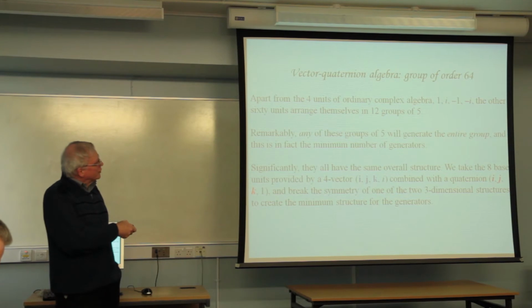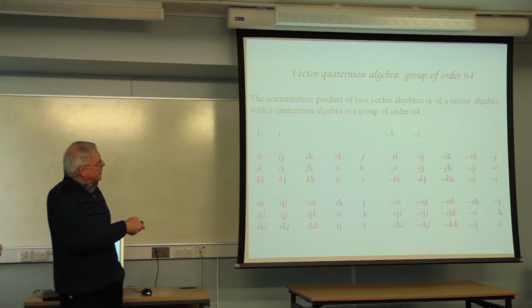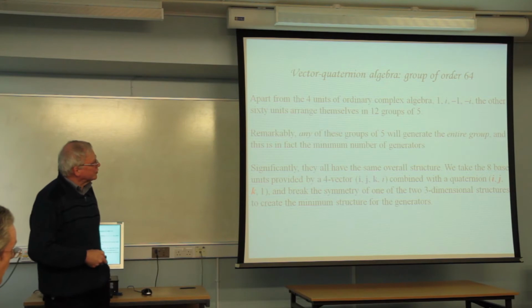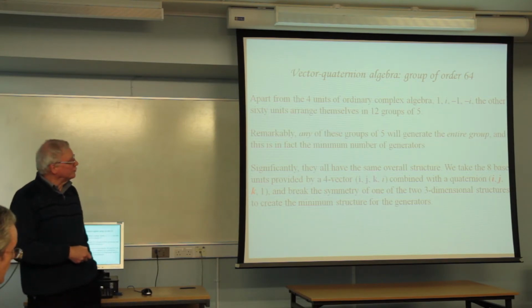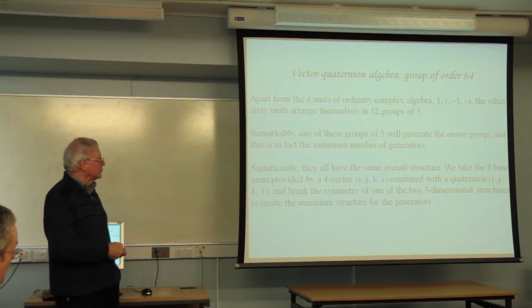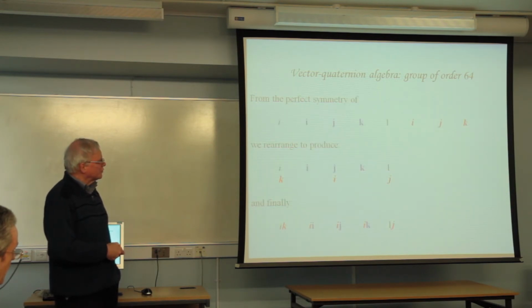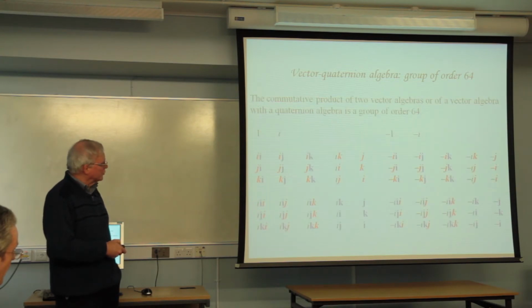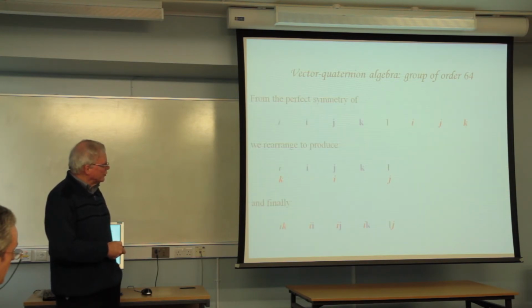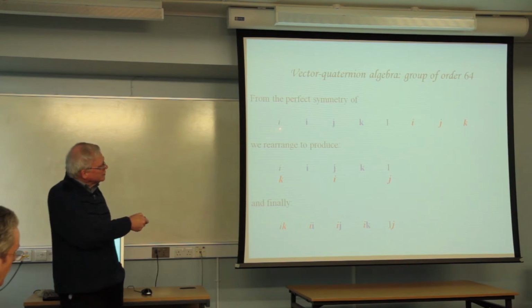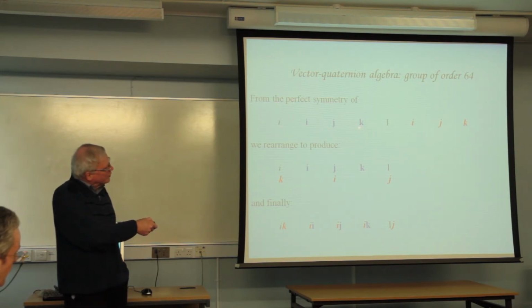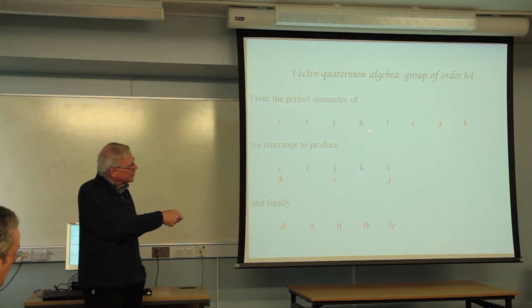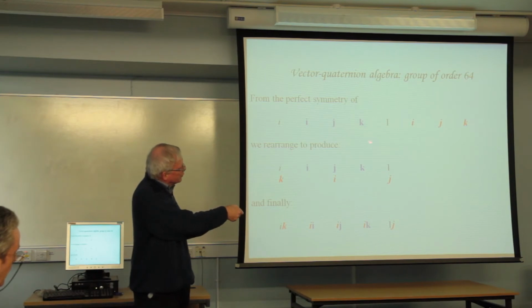So if we ignore the complex algebra part of it, then the rest forms itself into 12 groups of 5, which are each sets of generators of the group. Significantly, they all have the same structure. Let's have a look at that structure. I'm going to build it up for the first line. If I start with this object here, I've got complex I, I've got 3 vectors, I've got 3 quaternions, and I've got the real number that goes with quaternions.